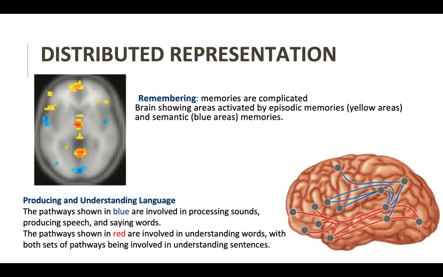So this is the same cognitive function, memory, but the representation in our brain is distributed, not only in a single area. The same goes for producing and understanding language. The pathways shown in blue lines here are involved in processing sound, producing speech, and saying the words. But the pathways shown in red are involved in understanding the words themselves, with both sets of pathways being involved in understanding sentences. So again, producing and understanding language is distributed across a lot of areas of the brain and not only single areas like Broca's or Wernicke's area.